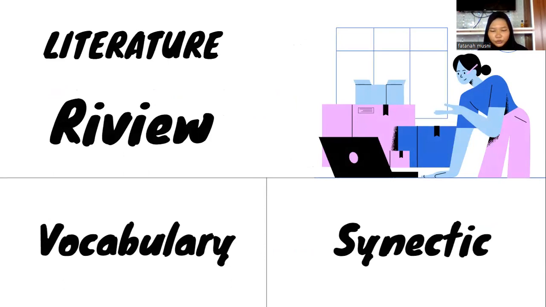And now is chapter 2, literature review. In the literature review, there are two things that I will explain. The first is vocabulary and next is synectic. Vocabulary, the first point, the nature of vocabulary.